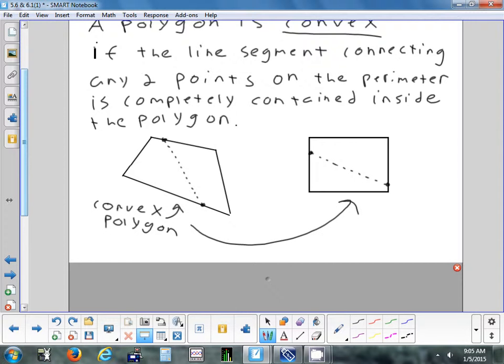Both of these shapes are convex. No matter where I put a dot, I can put dots anywhere I want. If I connect the 2 dots, the segment that connects them is always going to be completely inside the shape. Put one here and here. There's no way for me to ever draw a segment that would go outside the shape. That's convex.